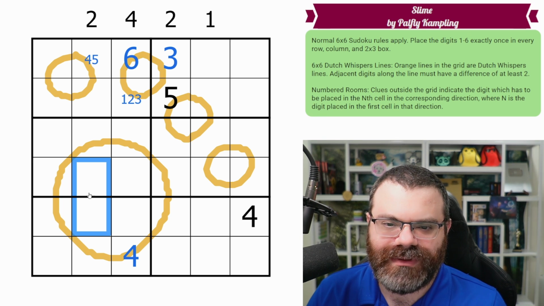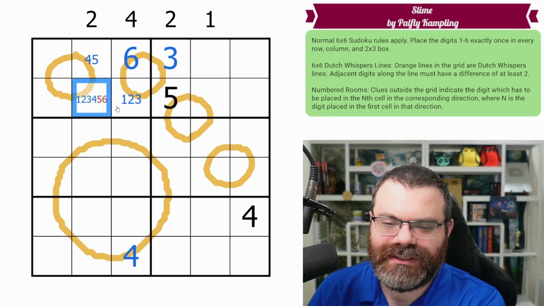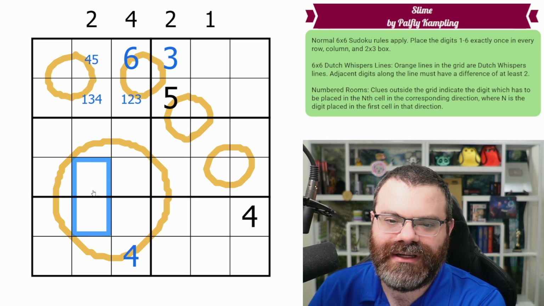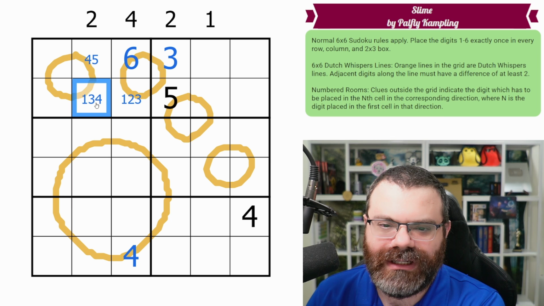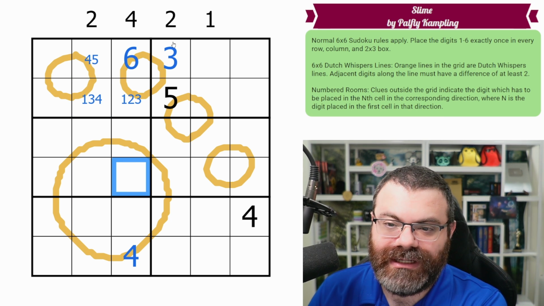I don't think I can do much with that. But it does mean that this cell's not 2. So let's start with 1 through 6 in here. Can't be 5, 6 because of that 5, 6. It can't be a 2 because the 2 is down here. If this was a 2, this would also be a 2. So that's another thing with numbered rooms. You can't put itself in its own indexed place.